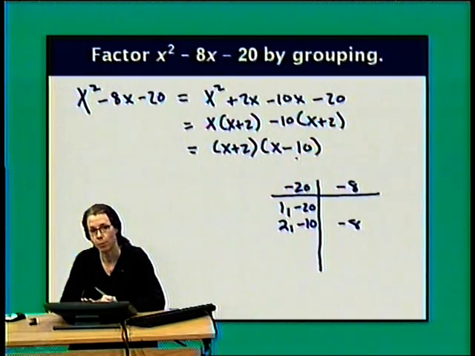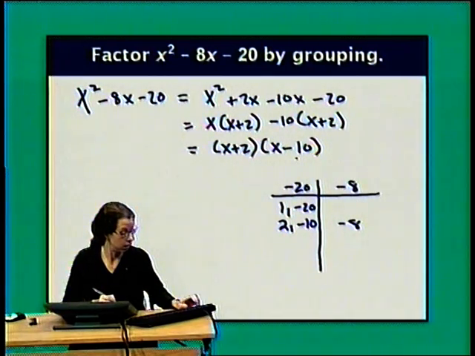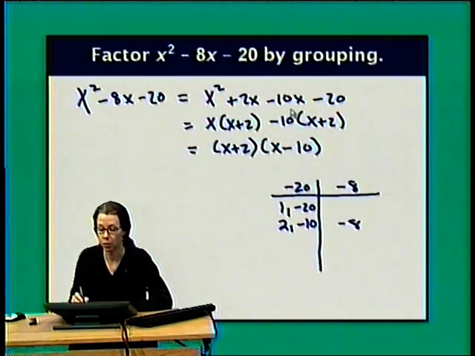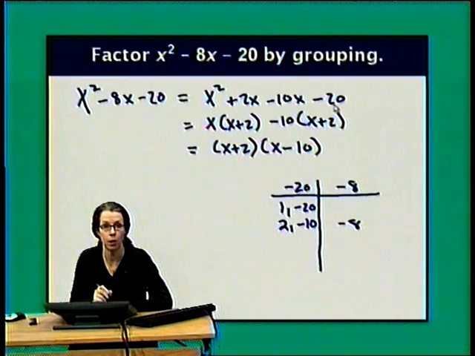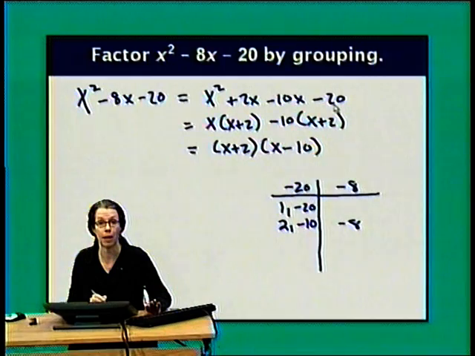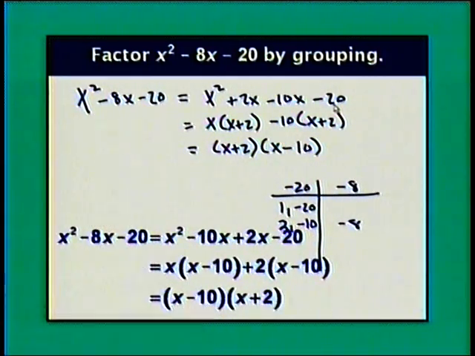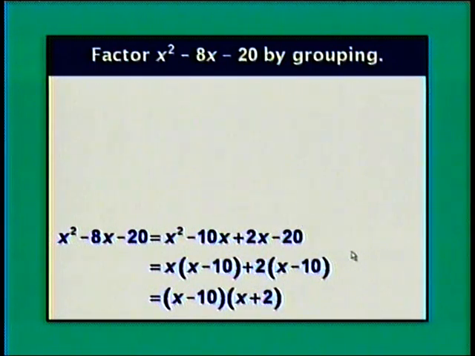Now some of you might have been thinking, I could have done this another way. Why did Anne write x squared plus 2x minus 10x minus 20? Couldn't she have written it another way? And I could have. Let's look and see how that would have worked. So x squared minus 8x minus 20, I could have written this as x squared minus 10x plus 2x minus 20. Let me clear away some of the stuff so we can see what we have here.